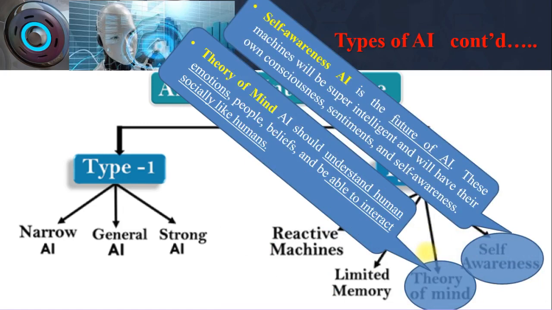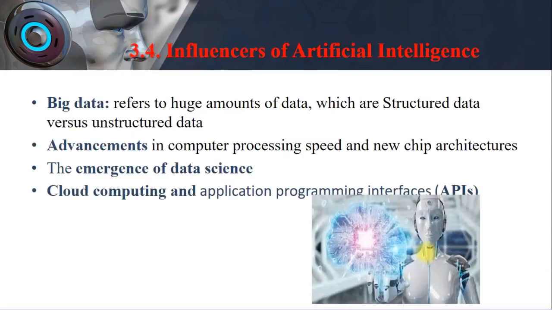Such machines are considered to be developed in the future, machines that can perform super intelligence, where the intelligence level is more than human beings. That means they have sentiment concepts like sadness, happiness, and the like. Such self-awareness artificial intelligences are not developed yet, but we consider they will come in the future, or we consider they are the future of artificial intelligence. The other point on artificial intelligence is the influencers of artificial intelligence.